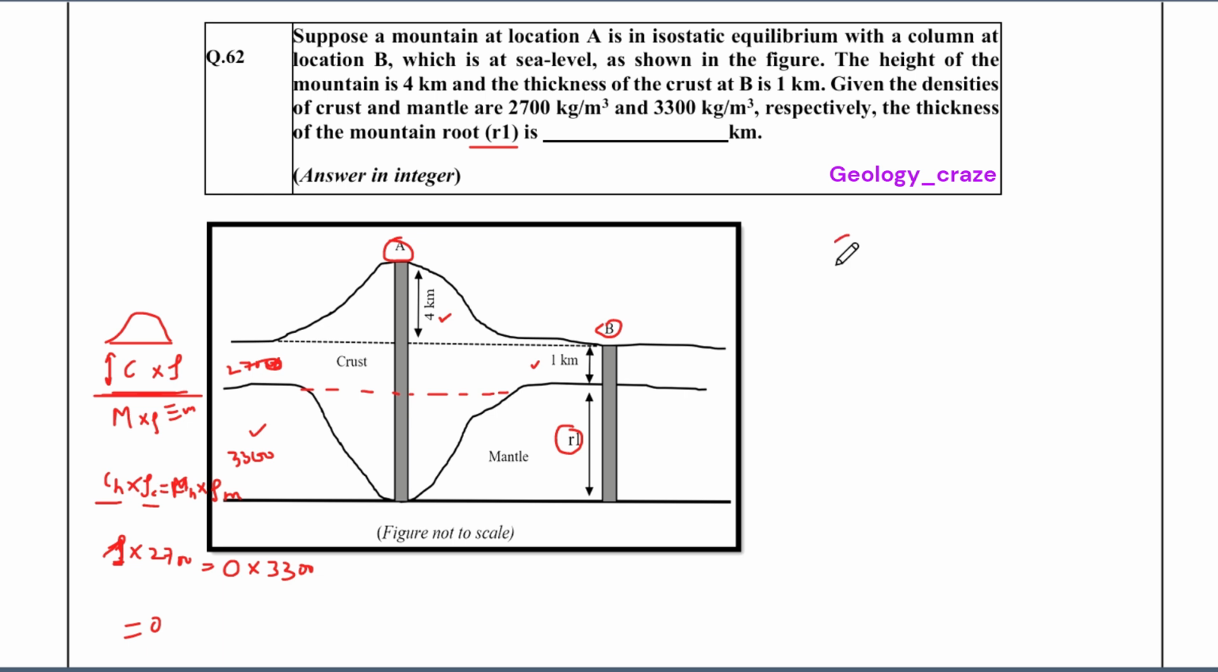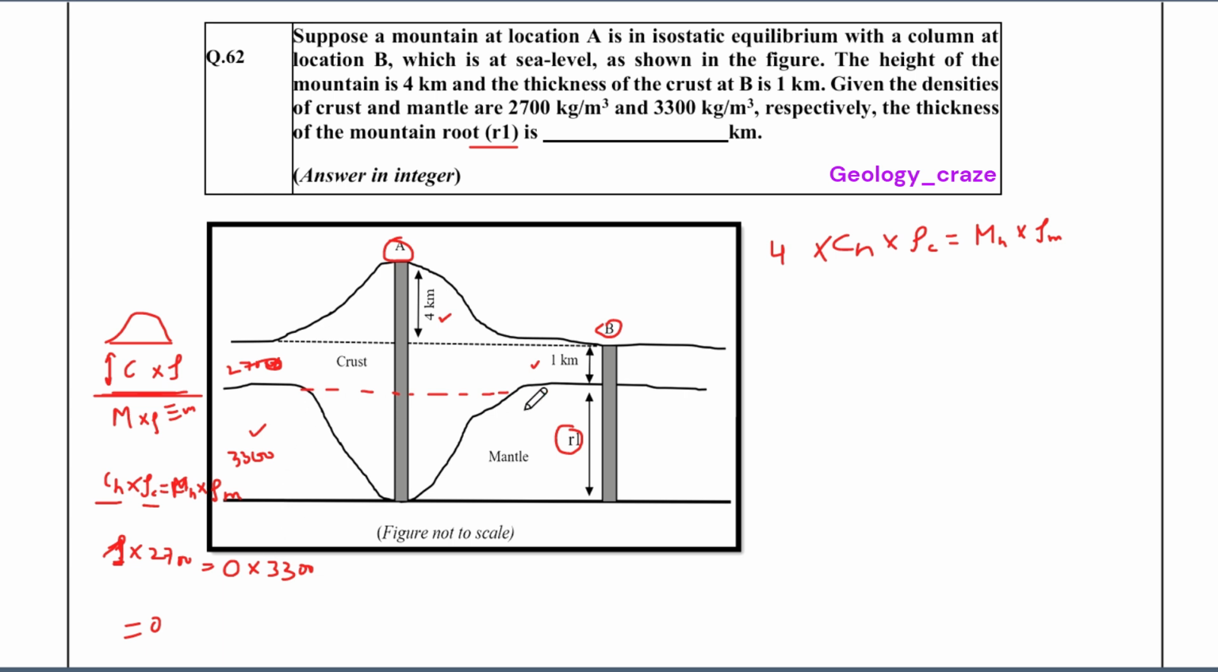Now what is going to happen with our formula? Initially it is CH into rho C is equal to MH into rho M. For equilibrium we have to make both sides equal. So now additional height is there, that mountain height. We'll use that. How much is it? Mountain height 4. Directly I will write. Now only this height is added in this upper part, above the crust.